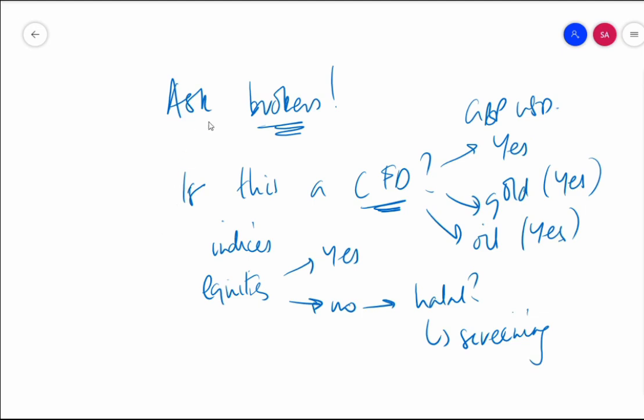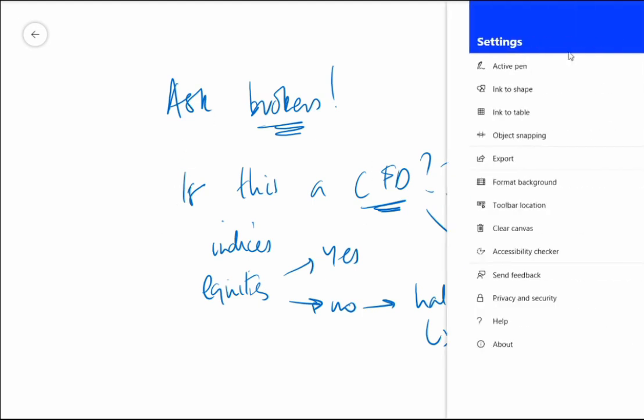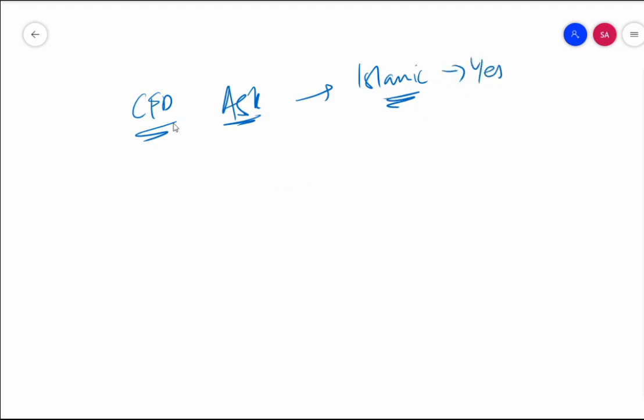Okay, so how do you work out whether something is halal or not, or whether something's a CFD or not? Ask your broker first. You really have to ask them. I've asked brokers. I've always known the answer because I know how brokers work, but for the benefit of other people, I've asked them. Especially the ones who say they offer Islamic accounts, I've emailed them and asked, are these CFDs? And they say yes.